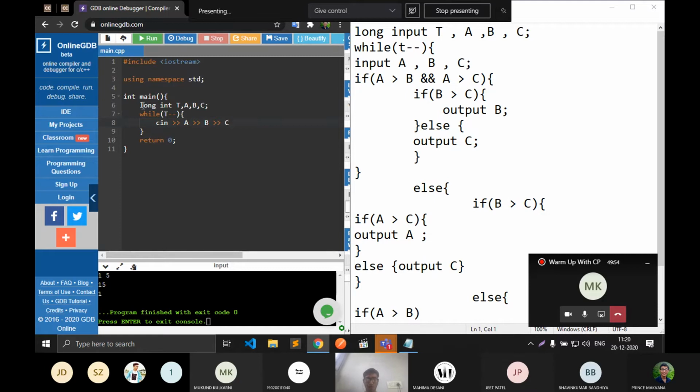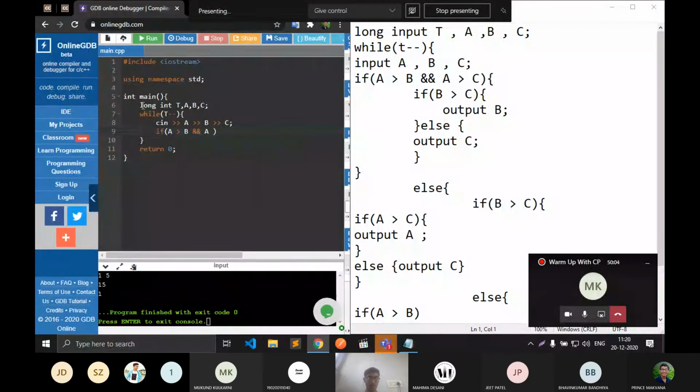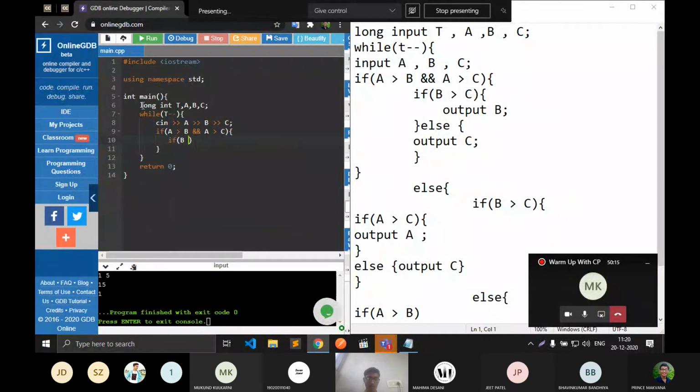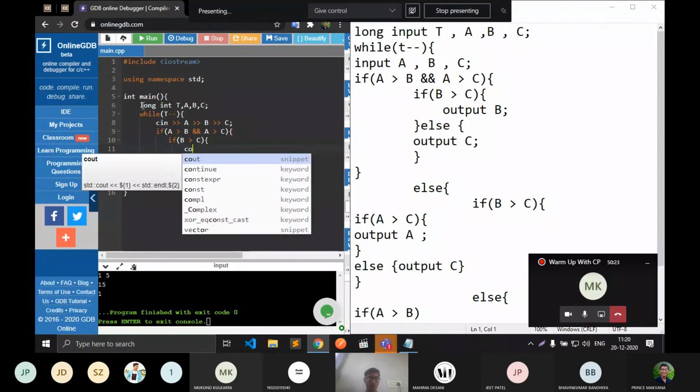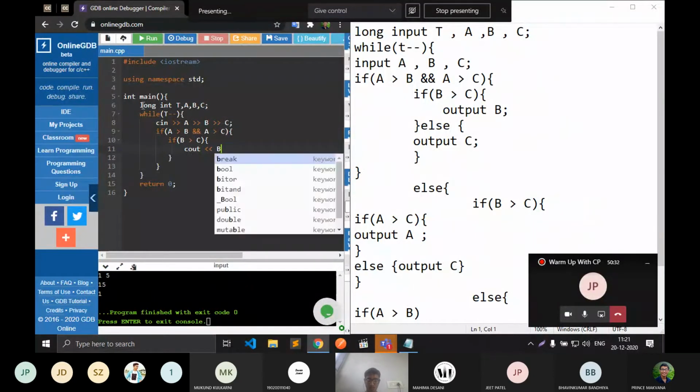Complete. Let's continue with the if condition. If a is more than b and a is more than c, it means a is first. Who is second? If b is more than c, it means b is second, so cout c.